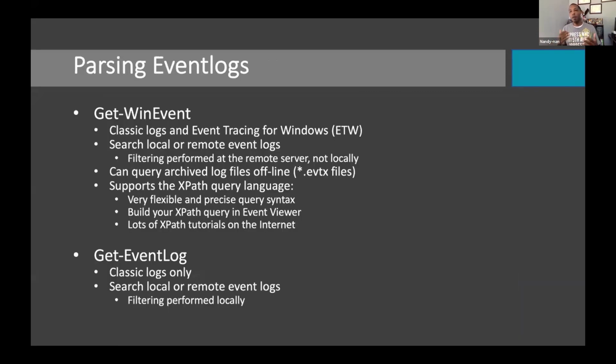Event logs, right? With event logs and PowerShell, we have two different ways to parse those: Get-WinEvent and Get-EventLog. Get-EventLog is really XP and 2003. It's deprecated, but it still works for things like the security, application, and system logs. Get-WinEvent is more modern in nature, so we get the event tracing logs and a number of other things. Both of them allow us to do it locally and remotely. Also, Get-WinEvent allows us to take exported logs and import them in and parse them.